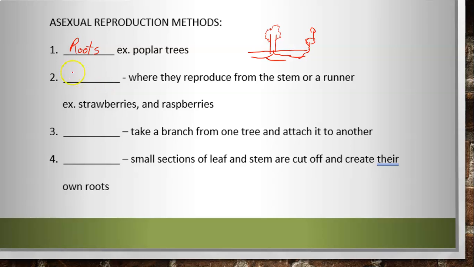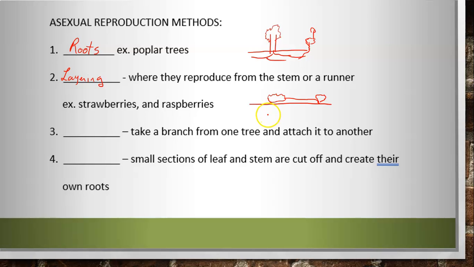Layering is another one. Strawberries and raspberries do this, and this is like a runner that goes on top. So if we've got our strawberry plant here on the ground, it sends out these runners, and the runner plants and forms a new one.